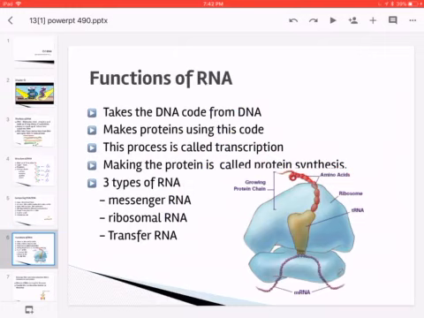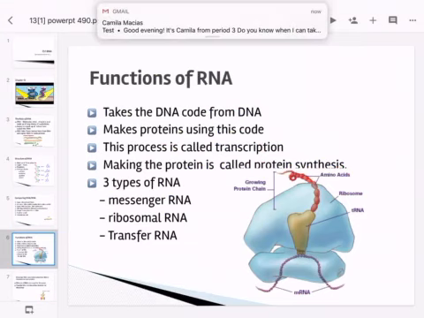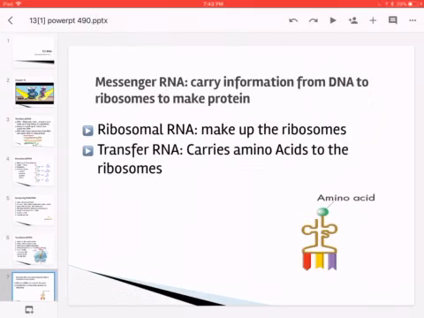There are 3 types of RNA. We have messenger RNA, ribosomal RNA, and transfer RNA. Messenger RNA carries information from DNA to the ribosomes to make protein. Ribosomal RNA makes up the ribosomes, and transfer RNA carries amino acids to the ribosomes to make the protein, because remember, the building blocks of protein are amino acids.